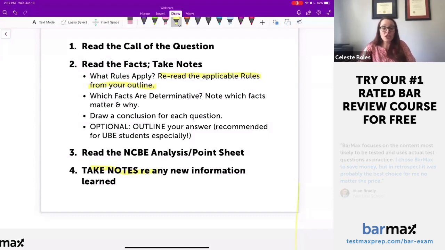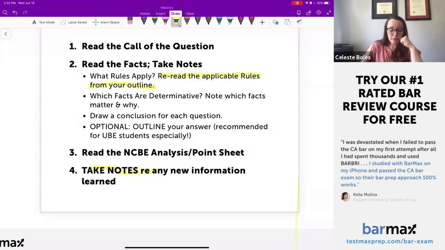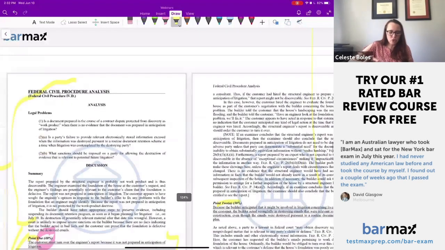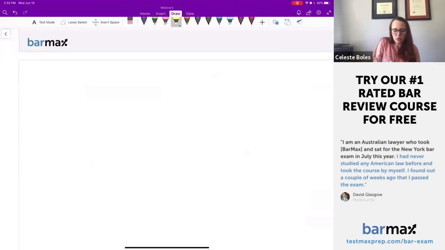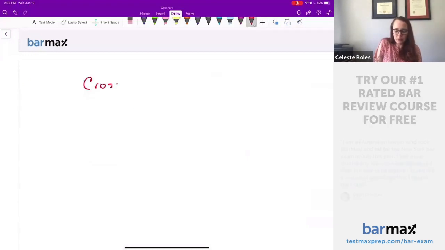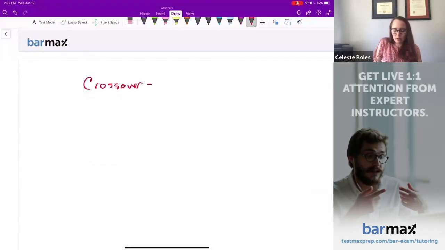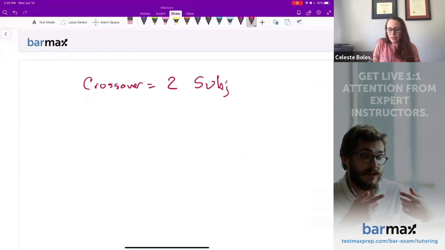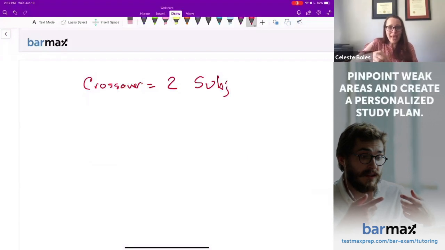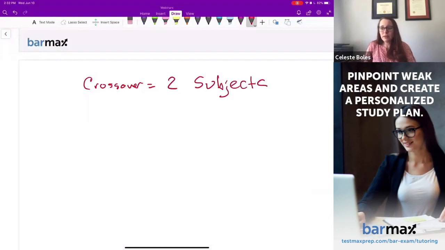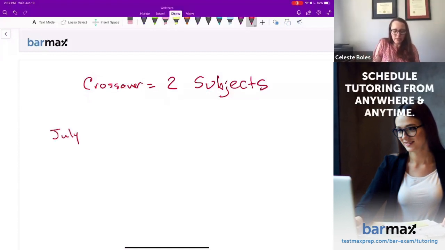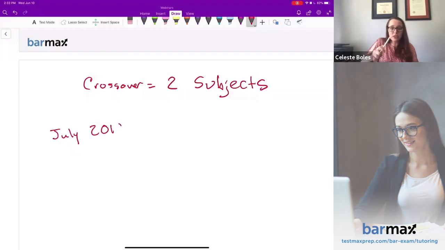Last July's question was tough. First of all, it was a crossover question. A crossover question is one that deals with 2 subjects. Okay, so crossover, 2 subjects. This one happened to be federal civil procedure and constitutional law. This was July 2019, okay, on the bar exam that was administered last summer.